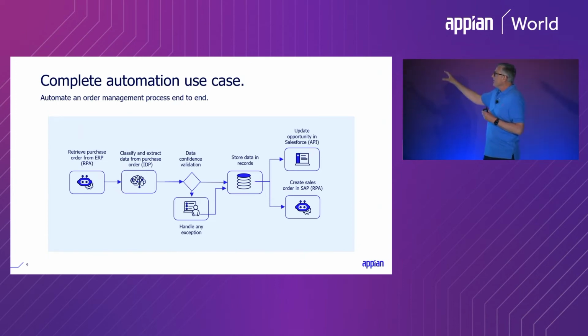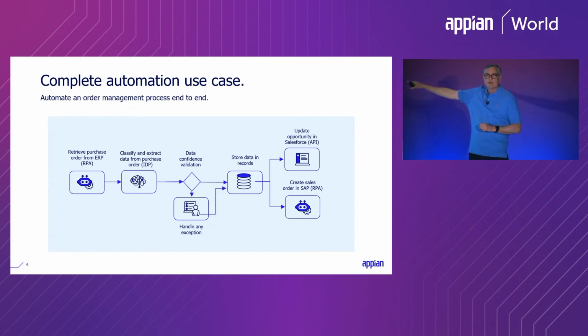So this is an order management process. It's using some RPA, 2 different RPAs. It's perfectly fine. We create a robotic process, 2 different robotic processes. We use 2 automation smart services to call those separately. One of them is actually getting the retrieved purchase order from the ERP system.